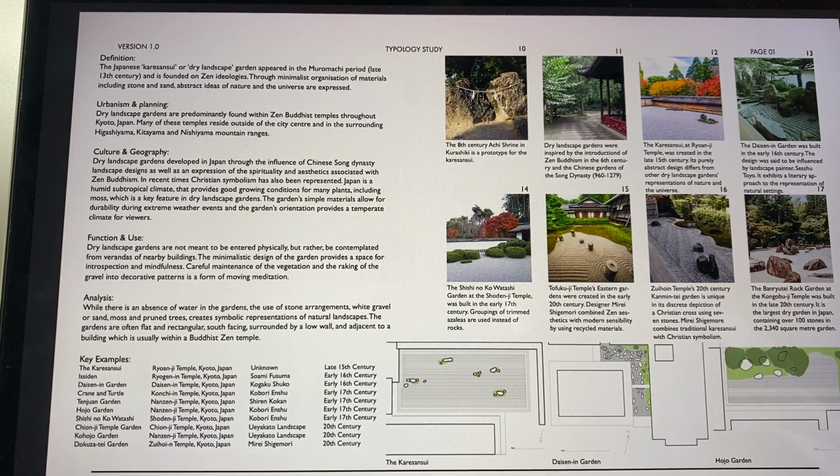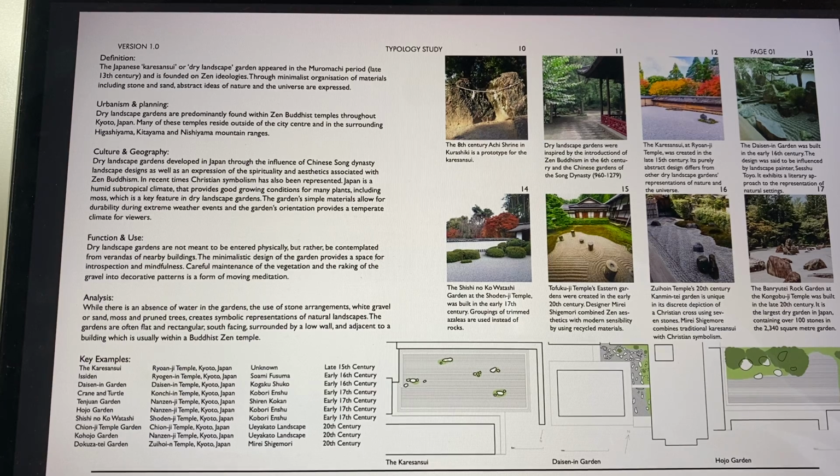Dry landscape gardens are a minimalist organisation of materials such as white gravel, stones, moss, and a small amount of shrubbery, and together they explore ideas of nature and the universe, and there's a lot of symbolism within the gardens. Additionally, they are dry landscape gardens, so there is no water. However, water is represented through the different raking patterns of the gravel.